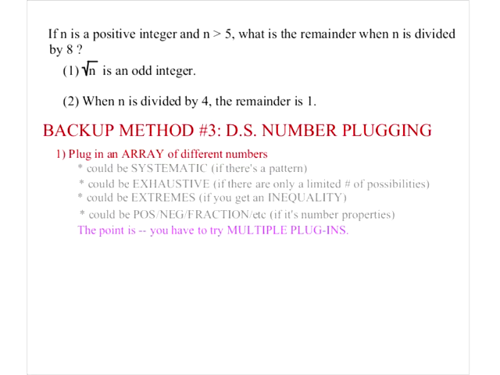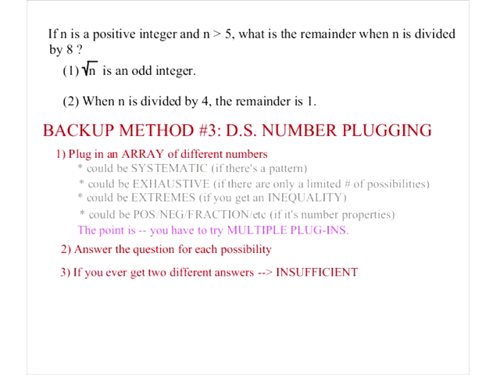This is a stark contrast to the other kinds of number plugging, because with the multiple choice questions, if you pick one well-placed number or set of numbers, you're done. You'll get an answer. But here, this is sufficiency. It's impossible to tell sufficiency without plugging in multiple possibilities. Then, basically, you just answer the question for each possibility. And if you ever get two different answers, then that's insufficient. If you keep getting the same answer every single time, then that's sufficient. That's pretty much how this works.